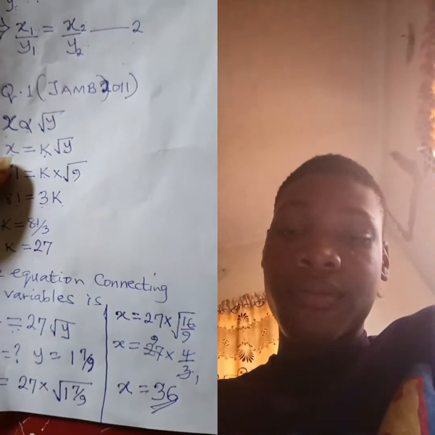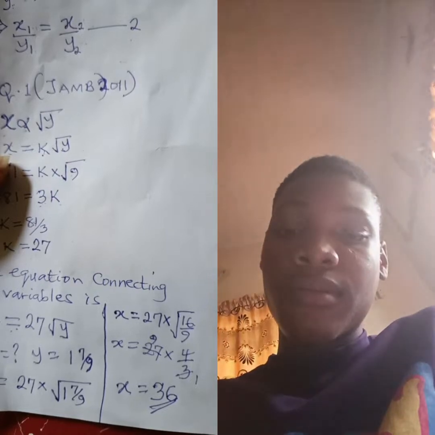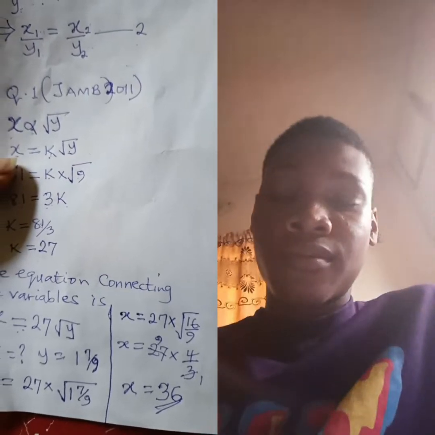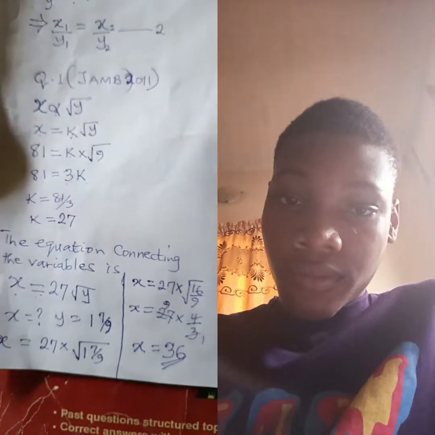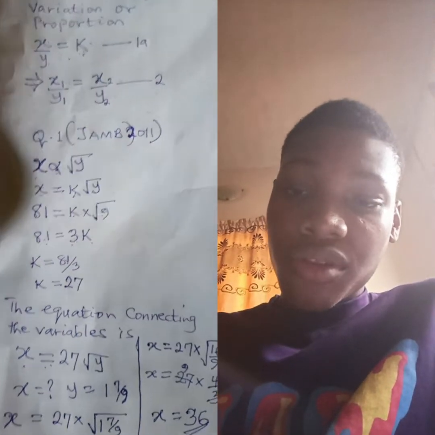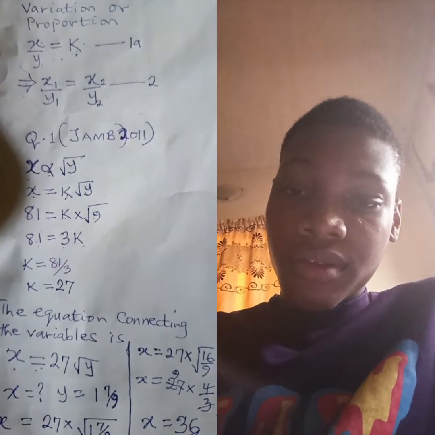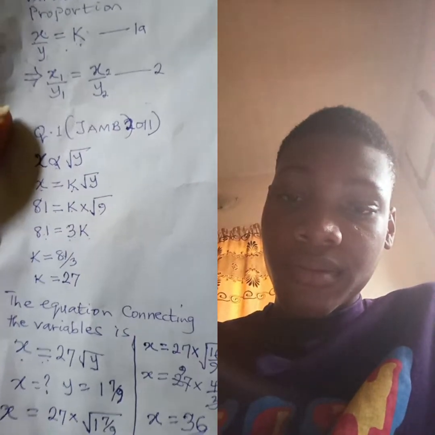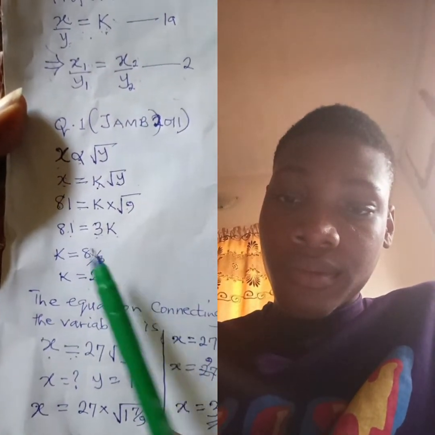Decrease. It decreased. Is that not so? Yeah. So for direct variation, what do you expect of x? Will x increase or will it decrease? Decrease. Now let us find out whether x decreased after we solved.